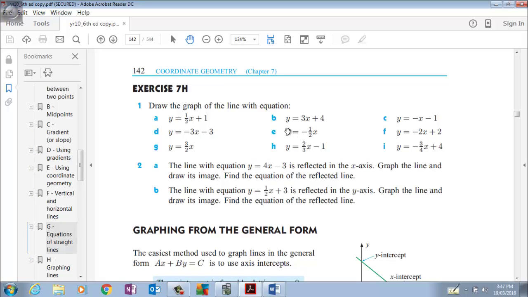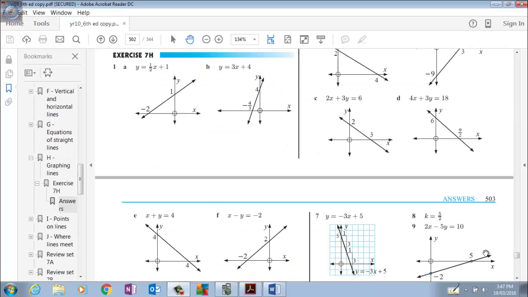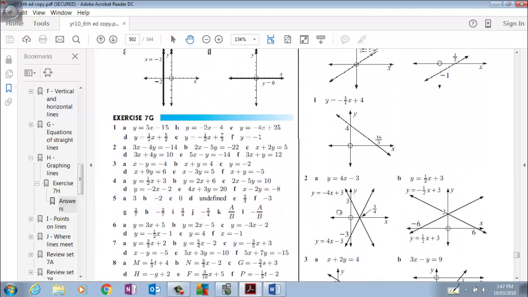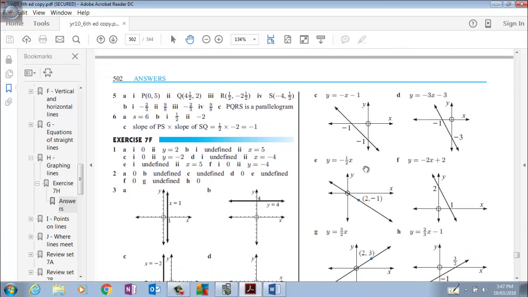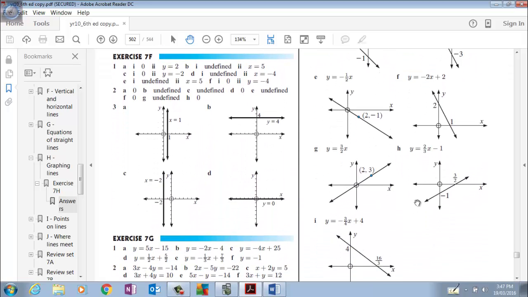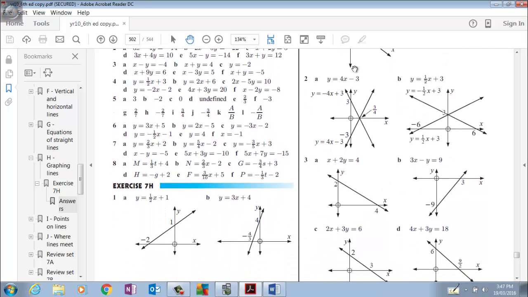Okay, now you try sketching the rest of these. Just pause the video and then see the solutions. Okay, here are the solutions. So 1a, b, c, c's up there, c, d, e, f, g, h, i, and question 2.